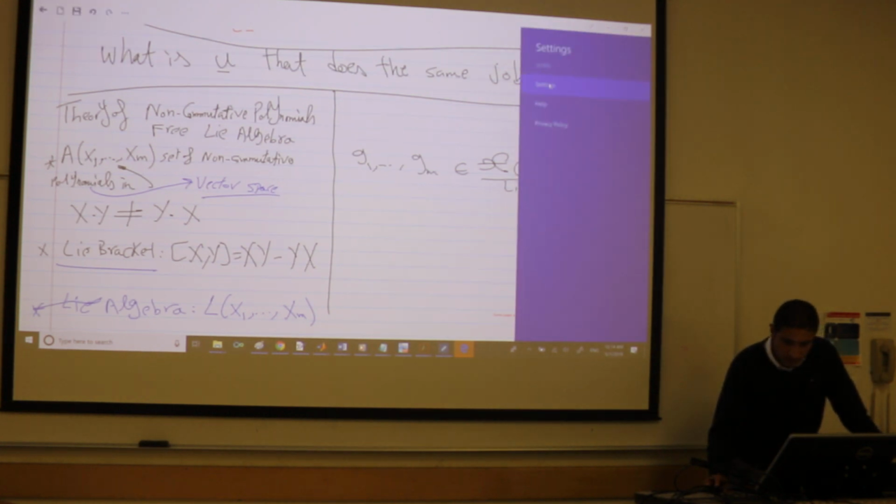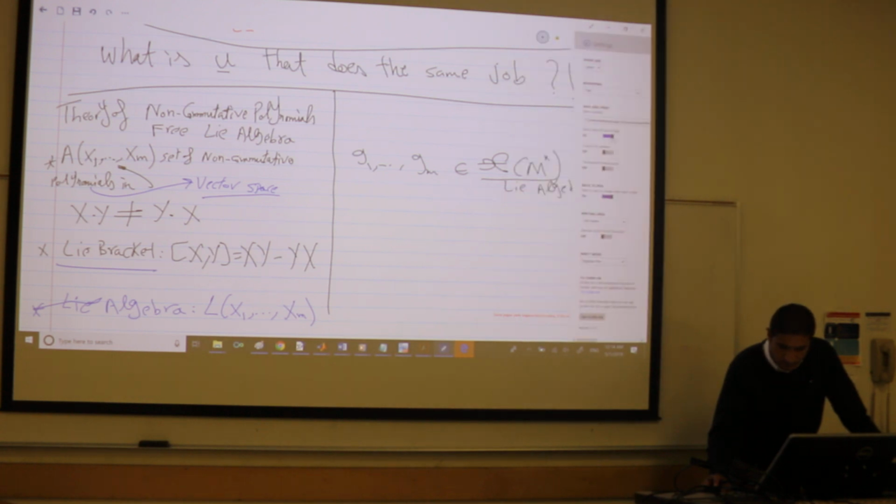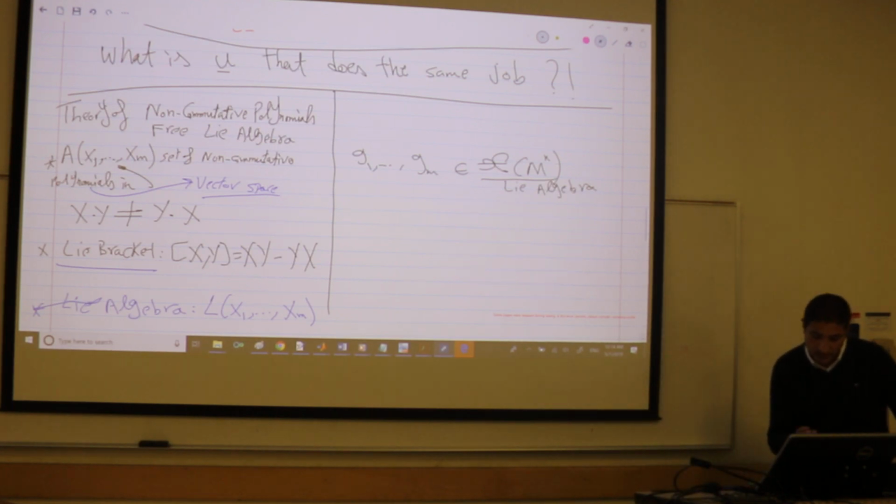Yes, go ahead. The set of all vector fields on the manifold is a Lie algebra? Yeah, it's a vector space, right? And it has a Lie bracket. What's the problem with that? Okay. Yeah, so we showed it before. We discussed this before.